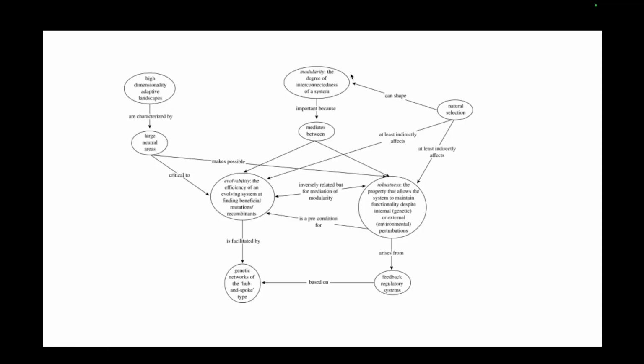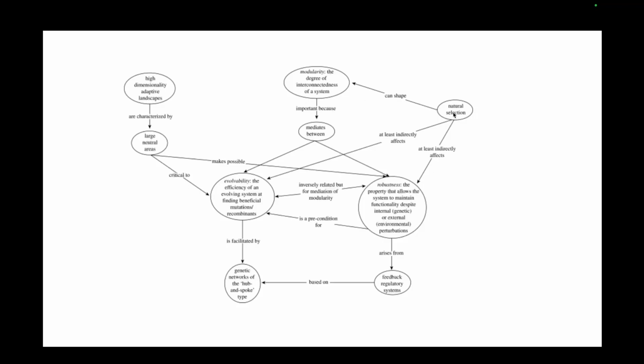Modularity, which is the degree of interconnectedness in a system, is important because it mediates between evolvability and robustness. Evolvability is facilitated by genetic networks of hub and spoke type. Basically, you have different hubs, and the spokes represent the edges connecting those hubs. This is based on feedback regulatory systems, which come from robustness. Now, these two are inversely related, but for the mediation of modularity, they go hand in hand.